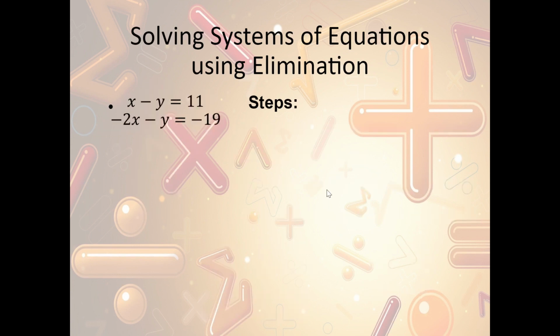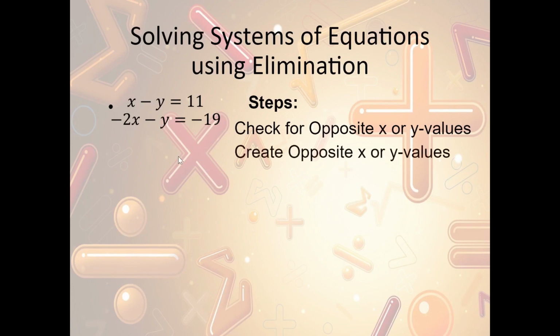Now let's take a look at another example. So we're going to check for opposite x values or y values. So we have a +1 and a negative 2. Well, they have opposite signs but not opposite values. We have a negative 1 and a negative 1. So again, we don't have opposite values. So if we don't have opposite values, we're in trouble.